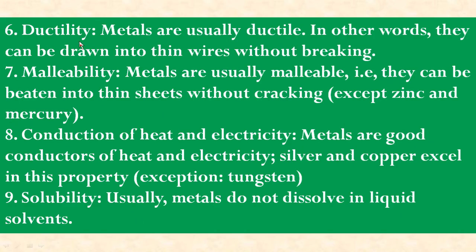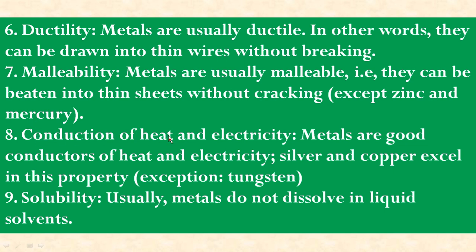The sixth one, ductility and malleability. What is the meaning of ductility and malleability? Metals form into sheets and wires. If you beat them, they form into sheets and wires. Forming into wires is called ductility. Metals are usually ductile; in other words, they can be drawn into wires without breaking. Malleability means forming into sheets. If you beat the metal, it forms into sheets. So metals are usually malleable; they can be beaten into sheets without cracking. The only exceptions here are zinc and mercury.